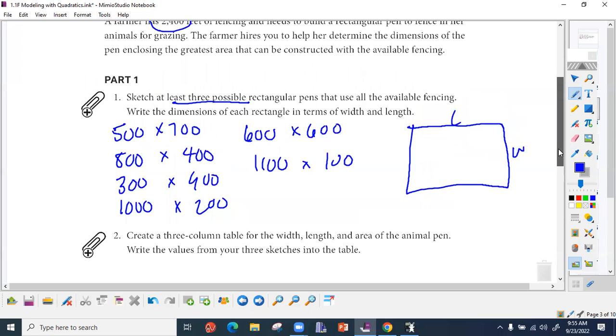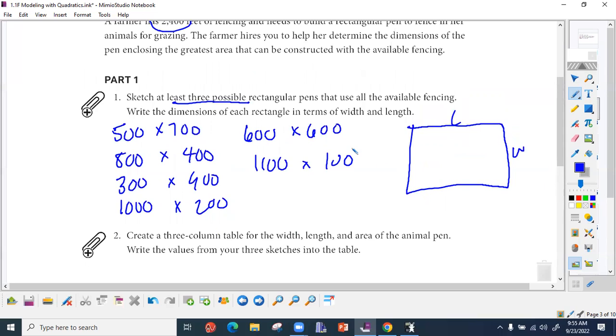The definition of a rectangle is a quadrilateral with two pairs of parallel sides and 90-degree angles. What is a square? A quadrilateral with two pairs of parallel sides and 90-degree angles.